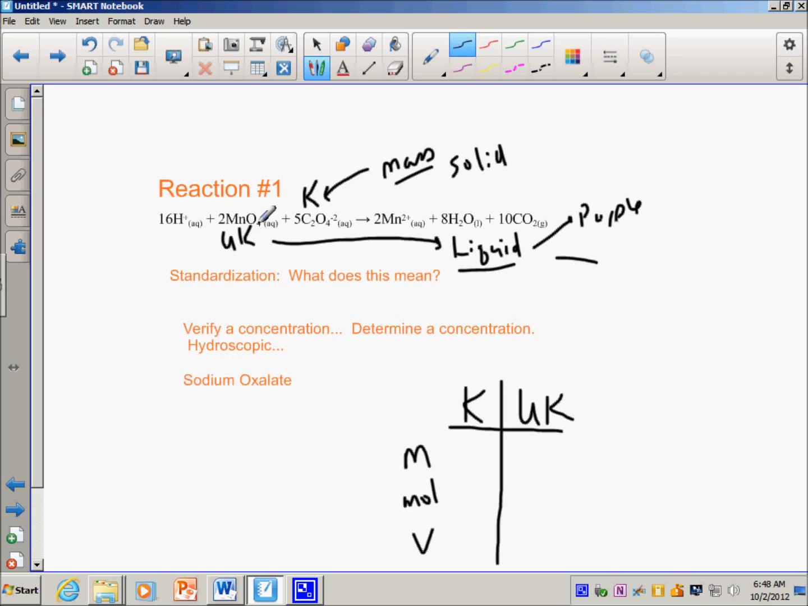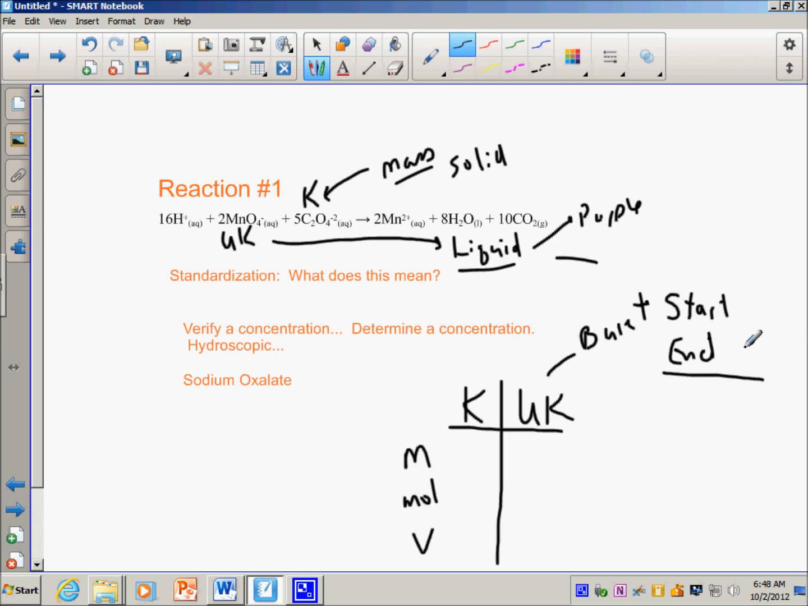Usually I put the known in the burette. In this case, because this is a liquid and this is a solid, I'll put the liquid in the burette. So in this case, the volume of my unknown will be in the burette. I will have a start for this stuff and I'll have an end, and for every trial I would want to record off my burette my start and my end.